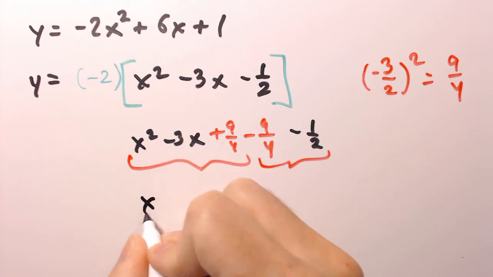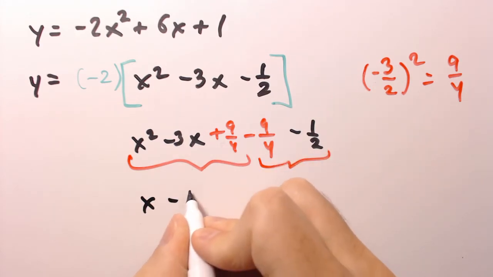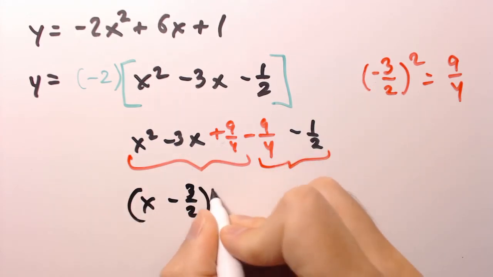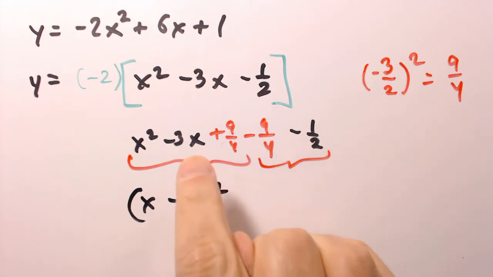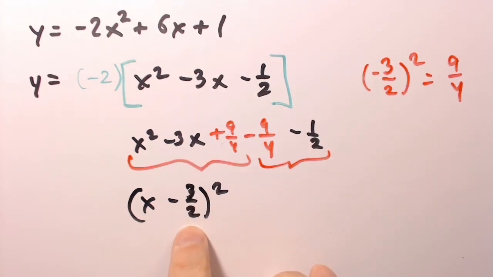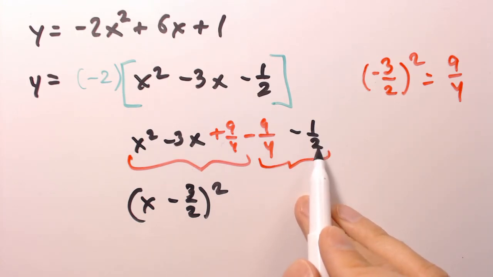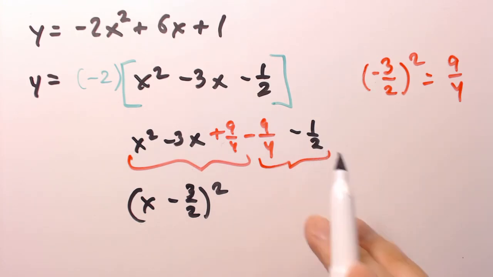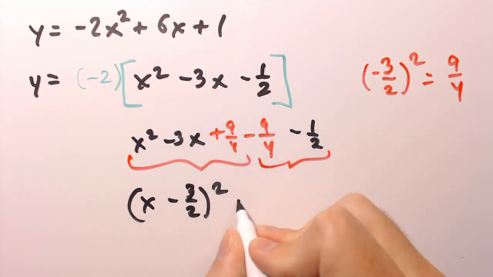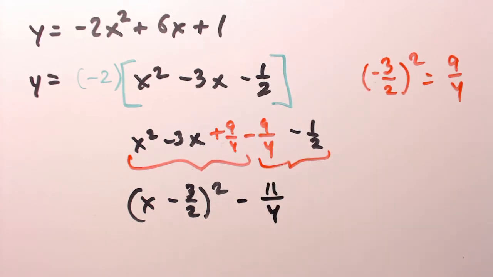So this perfect square is going to get us x minus 3 halves squared. You can see that negative 3 halves times 2 is negative 3. Negative 3 halves squared is positive 9/4. And then this junk left over gets us whatever that is. 1/2 is 2/4, and I believe we're looking at minus 11/4.